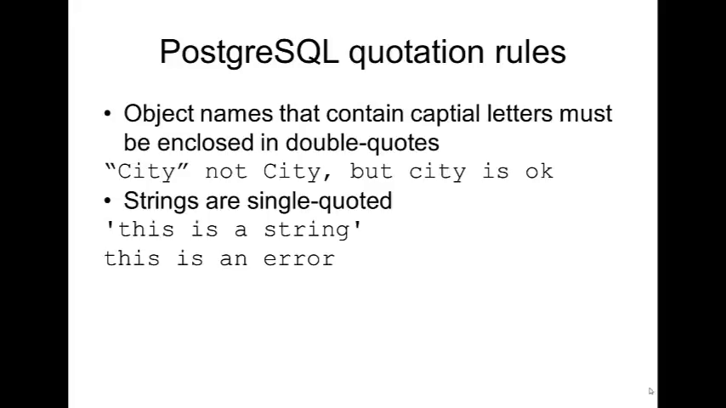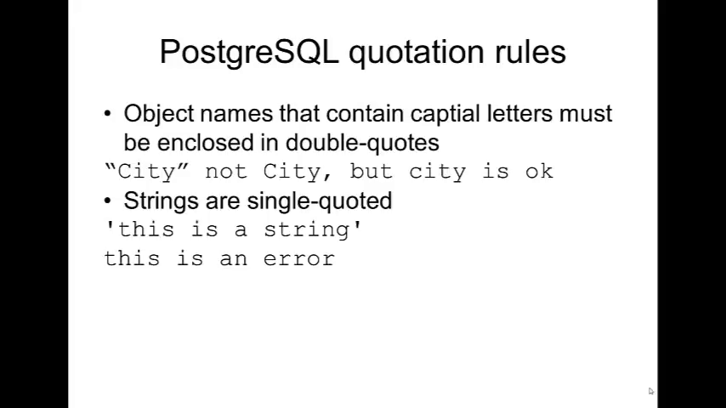So if you use capital letters to name objects, you have to enclose them in double quotes. If you use lowercase, you don't need quotes at all. This is just a sort of historical legacy of Postgres. So if you've got a relation or a column with a capital C, in this case called City, you need it in double quotes. You can't just type City without quotes. But if it's all in lowercase, you can get away without the double quotes. So city, lowercase, is okay, and you can also put it in double quotes as well.